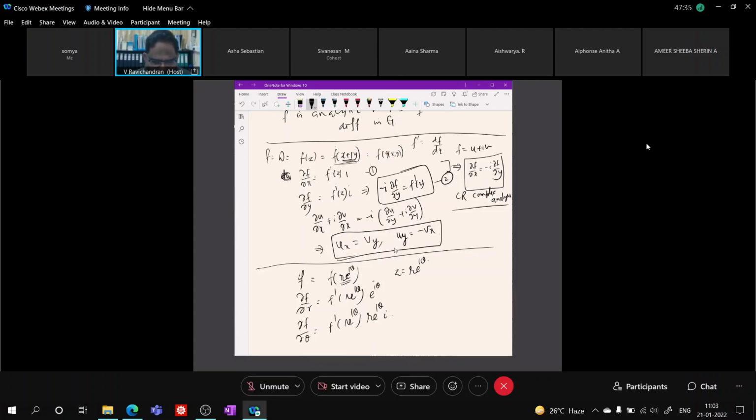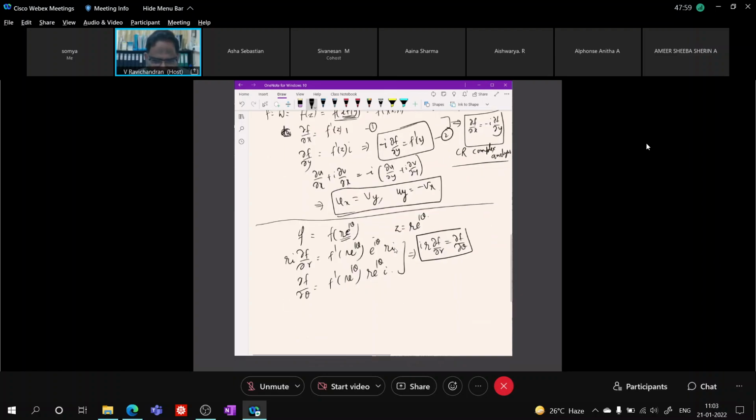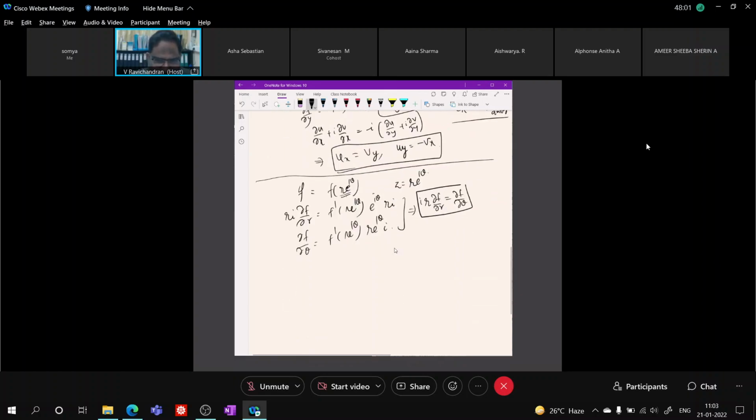From this, if you multiply the first by r i, then both sides will be equal. So you will get r i times dou f by dou r equal to dou f by dou theta. This will be the Cauchy-Riemann equation in polar form, but in the complex way. If you write the real part and imaginary part, then you will get the usual Cauchy-Riemann equations in polar coordinates. Usually tricky methods are given, so you can easily remember this polar form.